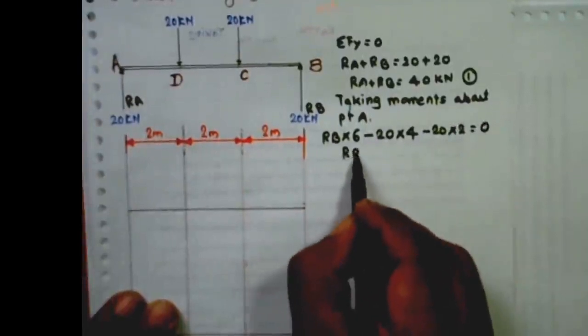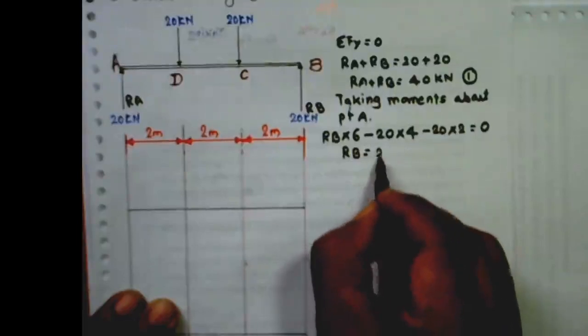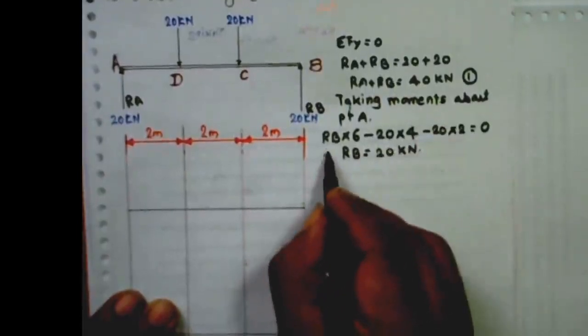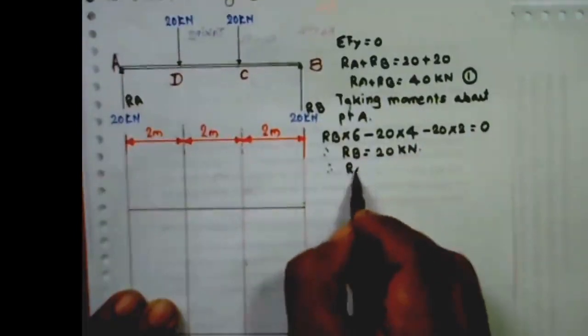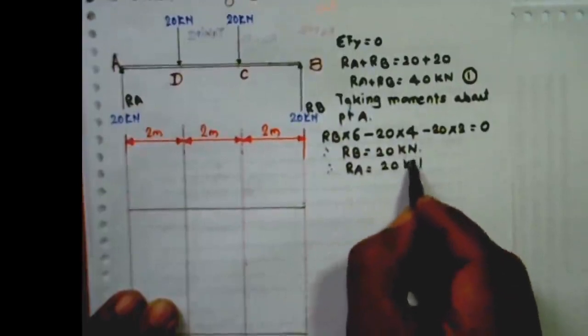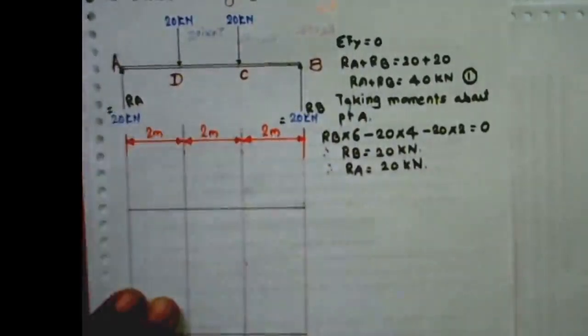After solving that you will get RB is equal to 20 kilonewton. Put this value in equation number 1. Again you will get the value of RA, RA is equal to 20 kilonewton. So RA and RB are equal to 20 kilonewton.